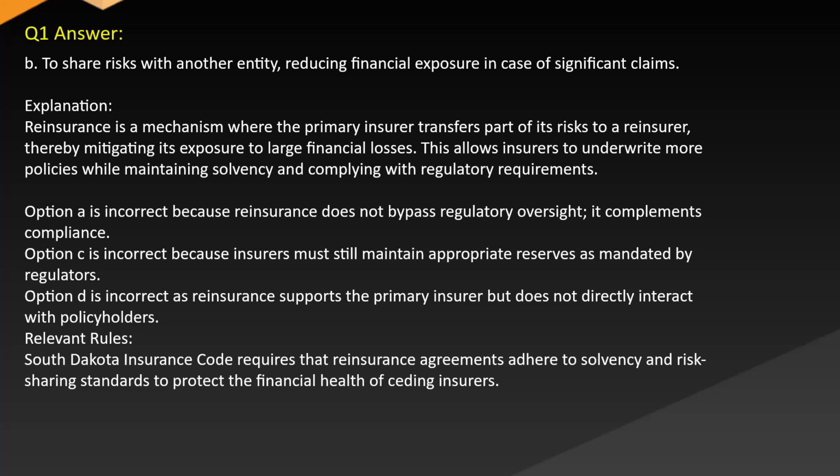Explanation. Reinsurance is a mechanism where the primary insurer transfers part of its risks to a reinsurer, thereby mitigating its exposure to large financial losses. This allows insurers to underwrite more policies while maintaining solvency and complying with regulatory requirements. Option A is incorrect because reinsurance does not bypass regulatory oversight.